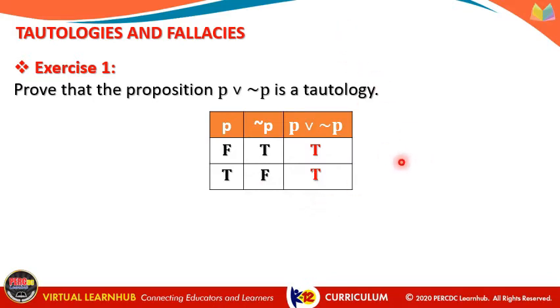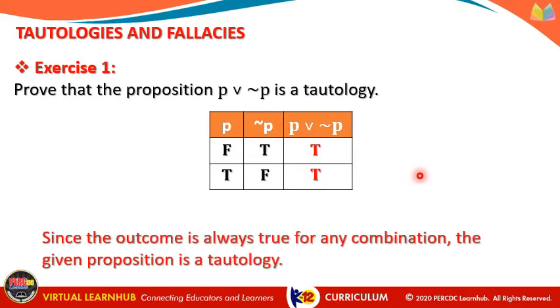As you can see, in this final column, the truth value of this proposition will always be true regardless of the truth value of the proposition P. Thus, what we have is a tautology. So since the outcome is always true for any combination, then this given proposition is a tautology.